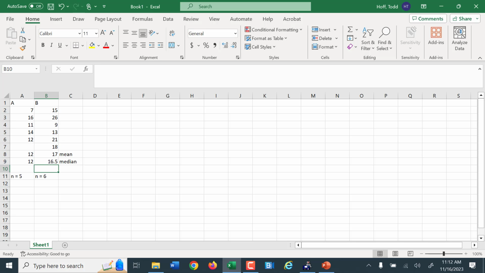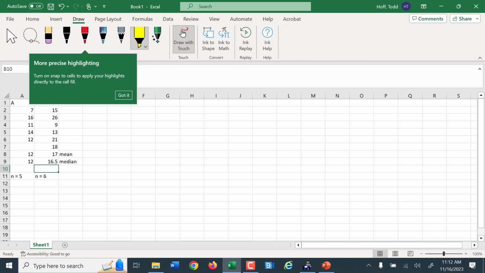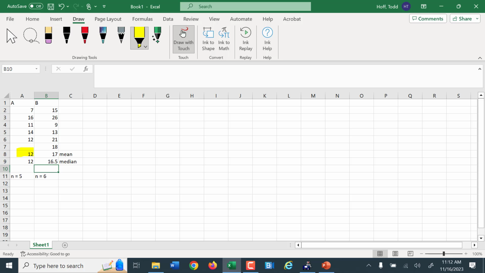So here we see that for the first data set, the mean and median are both 12. That's telling us that that's probably pretty close to a symmetrical bell curve, normally distributed.